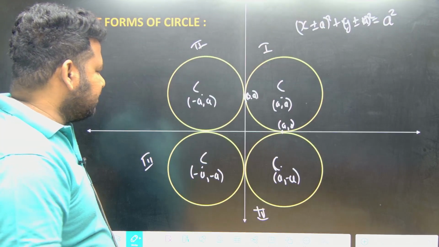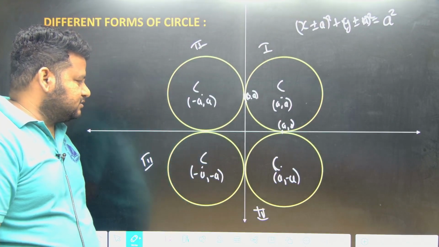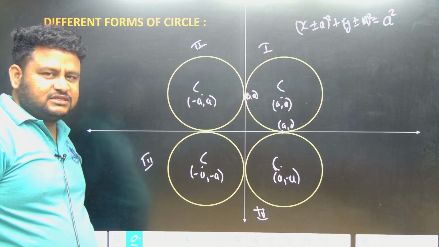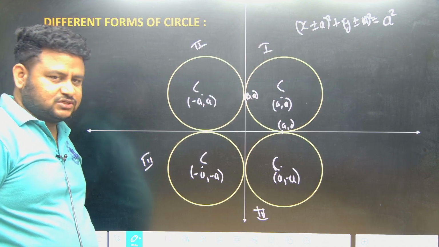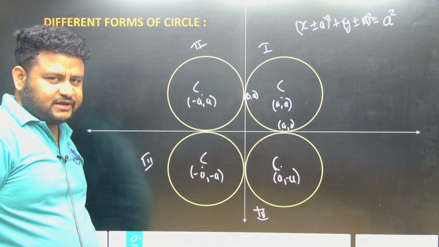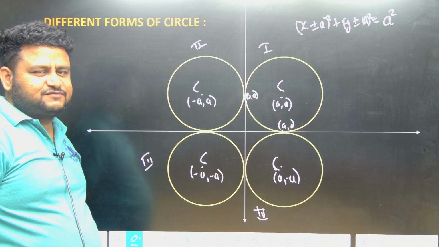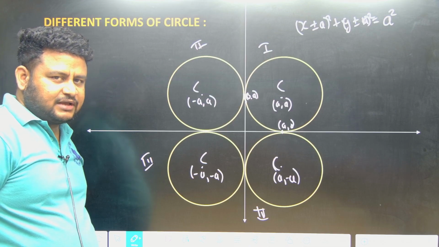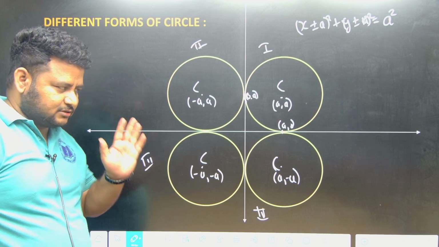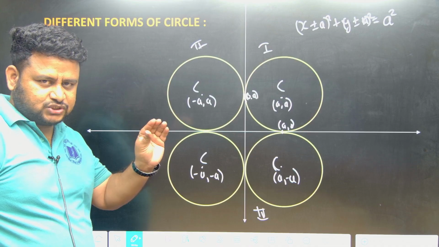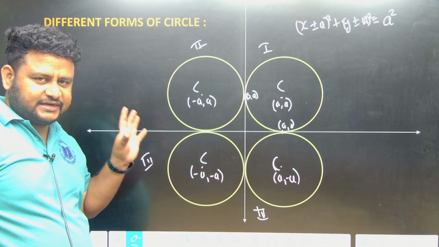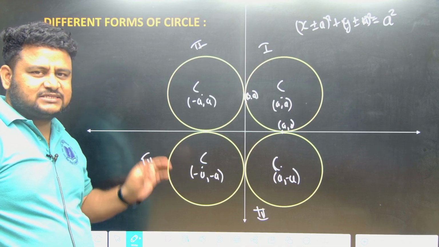Now how they will ask the question is: find the center of the circle which is touching the coordinate axes, that is both the x axis and y axis, having the radius 5, and lying in the third quadrant.